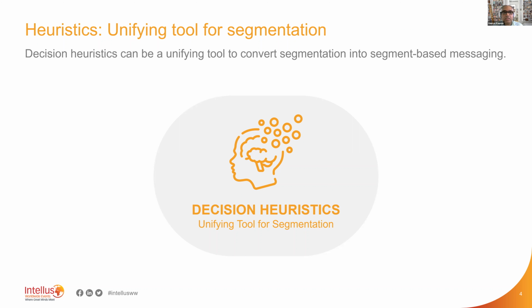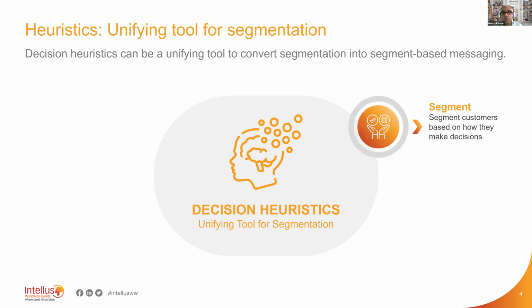And that tool is decision heuristics, or decision heuristic science. Why? Let's take a look. First, you're going to segment customers using some information: behavioral, attitudinal, needs-based, demographics, psychographics. There are so many different choices. If at least part of your segmentation, if not all of it, is based on decision heuristics, you are already segmenting customers based on how they make decisions. And you are messaging to them and marketing to them to change their decisions.